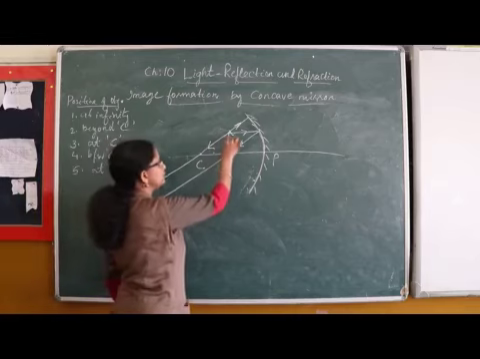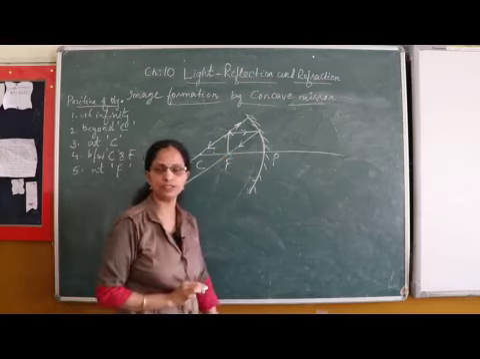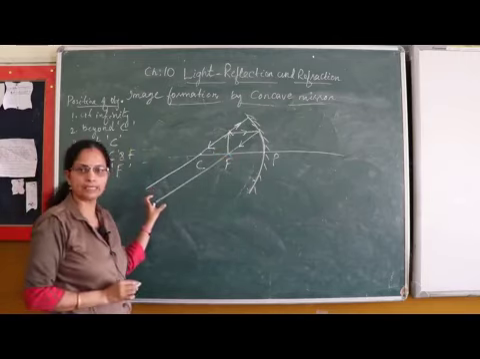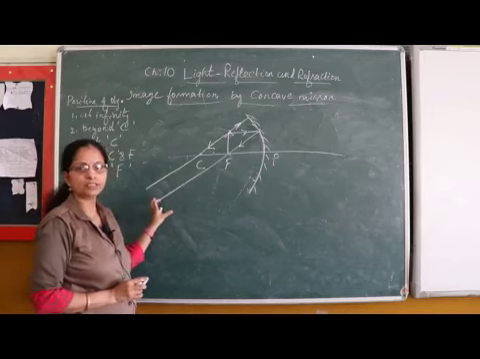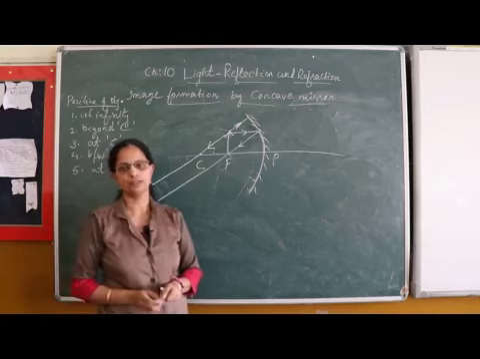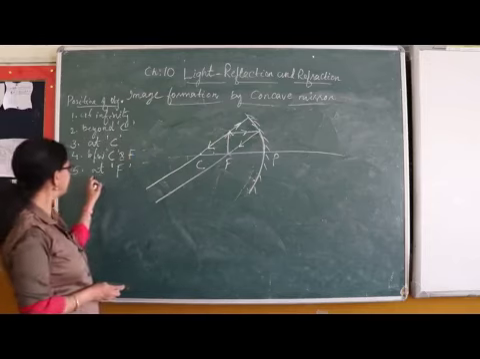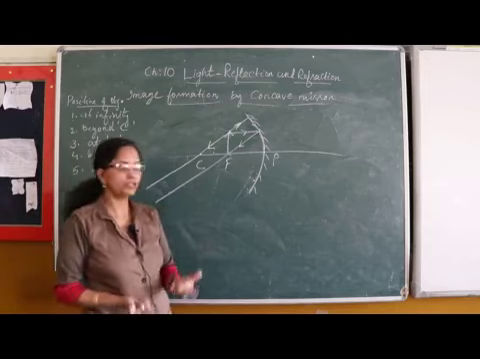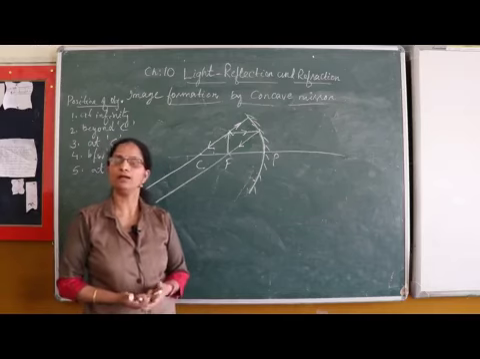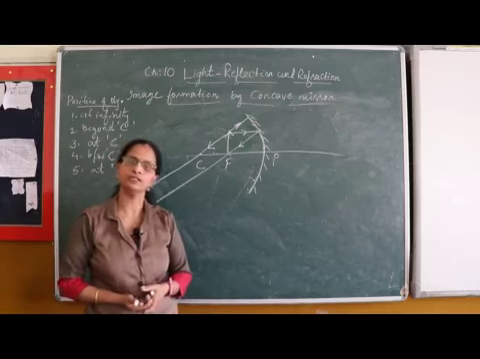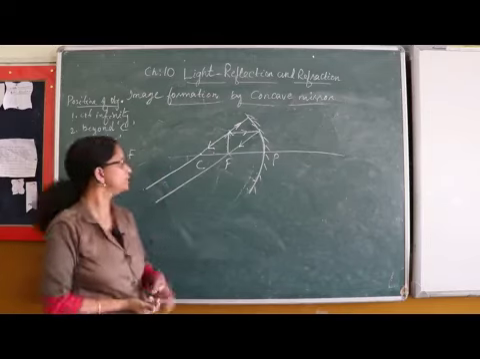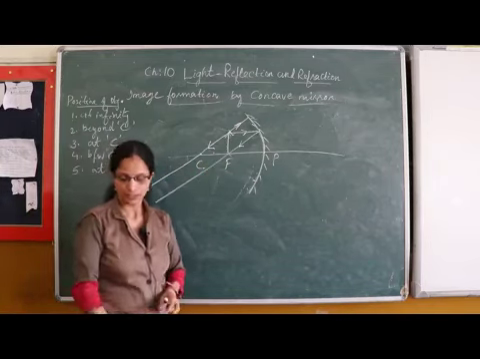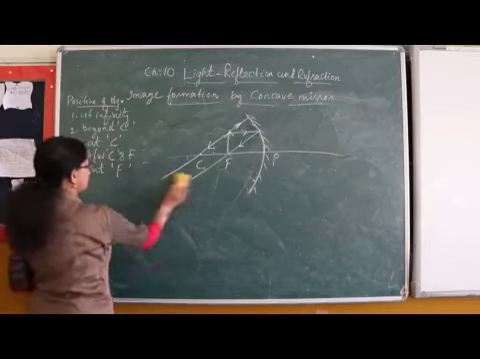So when the object is kept at principal focus, the image formed is at infinity, and the image is again real, inverted and enlarged. So the characteristics of the image formed when the object is at F are: the image is obtained at infinity, enlarged, real and inverted. Now, moving to the last situation.